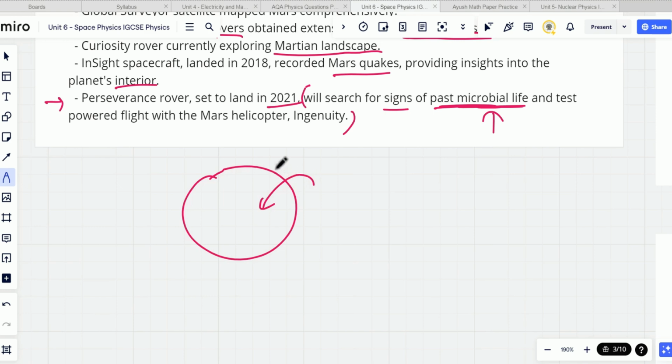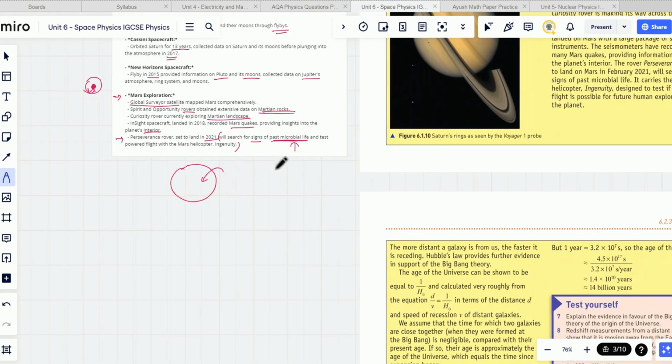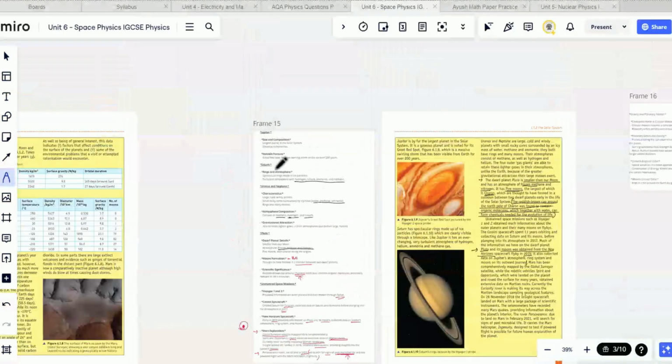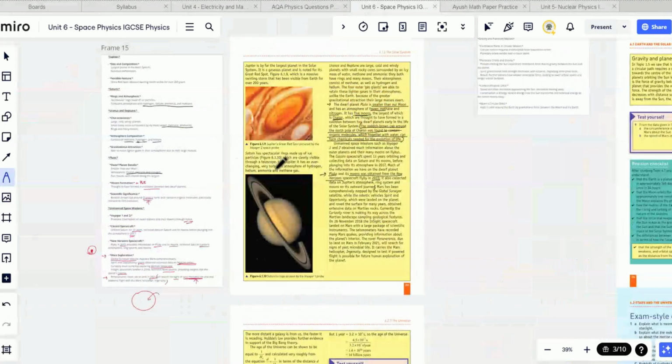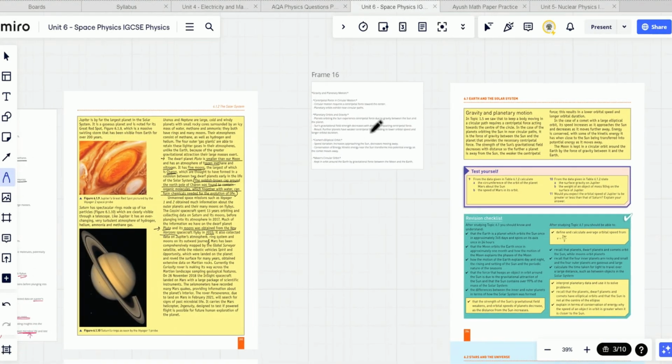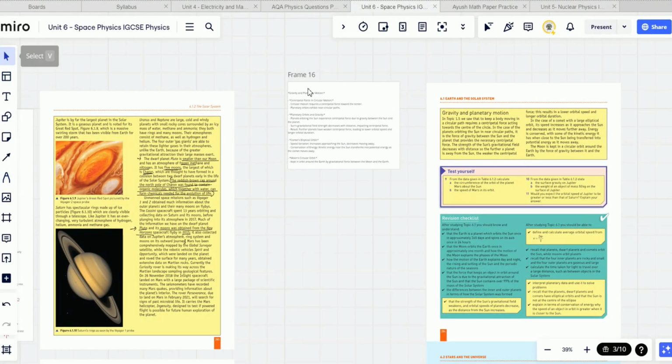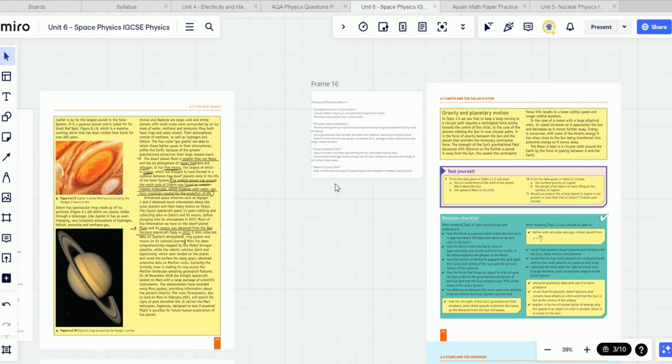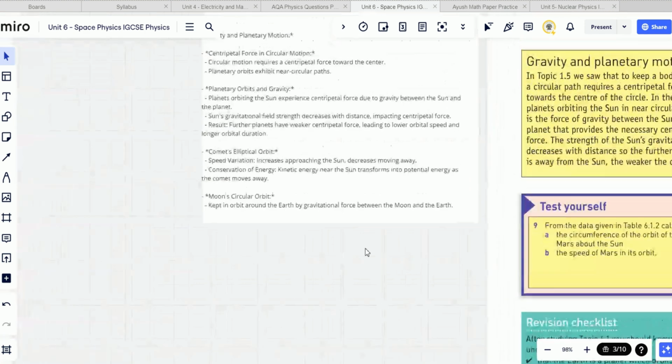Do you get this? It's pretty easy. Properly learn all these things. That's why I set them up in points for you guys. Now this part is gravity and planetary motion. Let's talk about this.